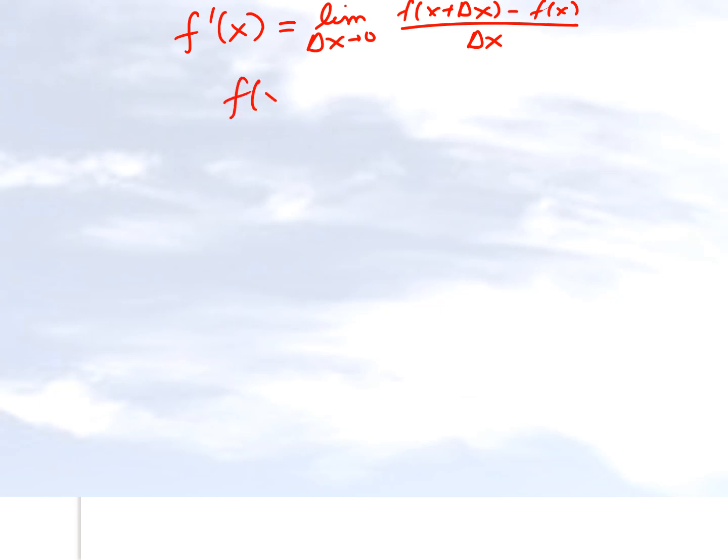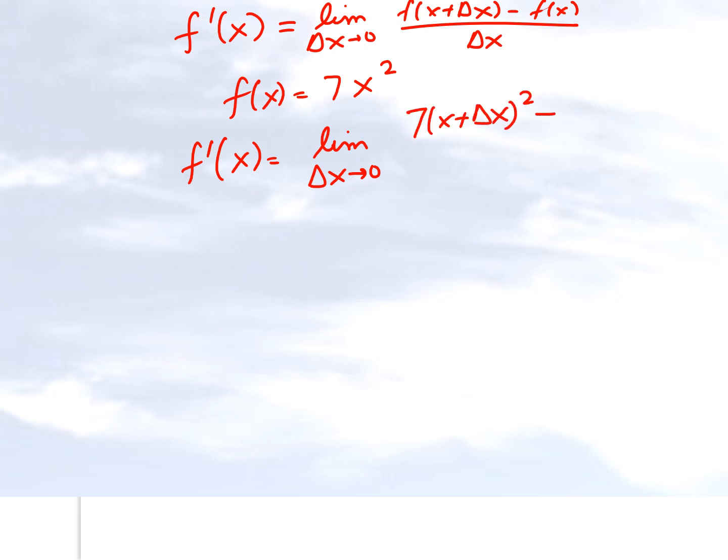So if you remember, we said that f prime of x is equal to the limit as delta x approaches 0 of f of x plus delta x minus f of x, divided by delta x. So if our f of x is equal to 7x squared, we're going to say f prime of x is the limit as delta x approaches 0. And we're going to write down the function at x plus delta x, which will be this. We'll write the function at x, which is 7x squared, and divided by delta x. And now it's all about simplifying it.